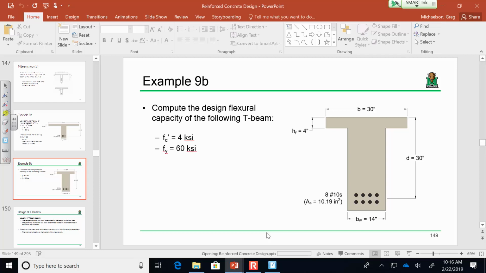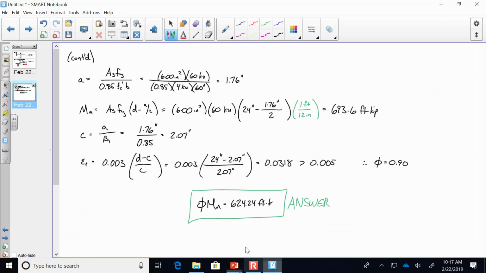However, the beam, you're going to find out, is going to be a true T-beam and not rectangular in nature. It's the same material characteristics. The d is 30 inches, b sub w is 14. We have a b of 30 inches, and the steel has increased. We now have 8 number 10s. So what I'll do, I'll go ahead and copy this image over.